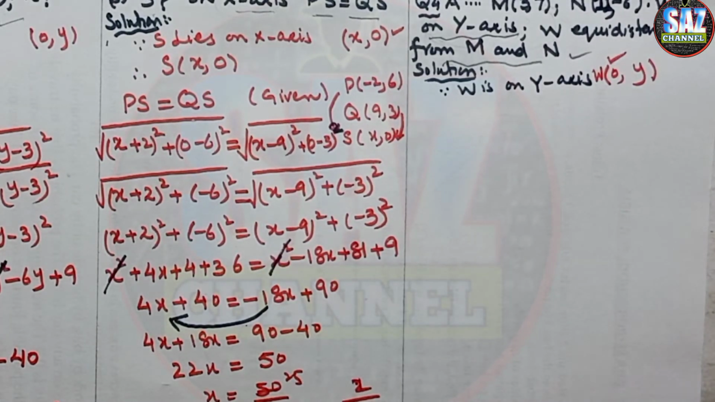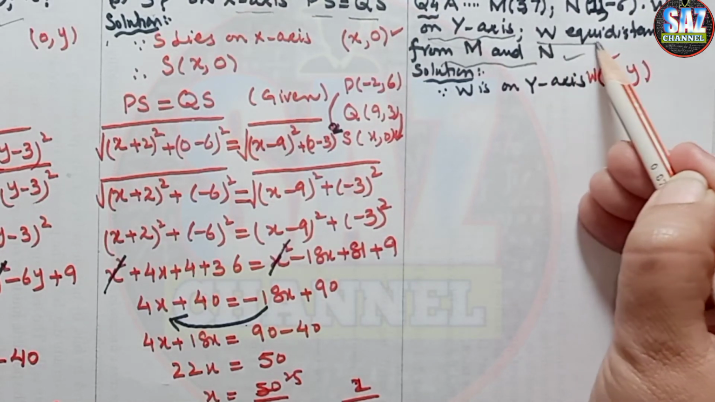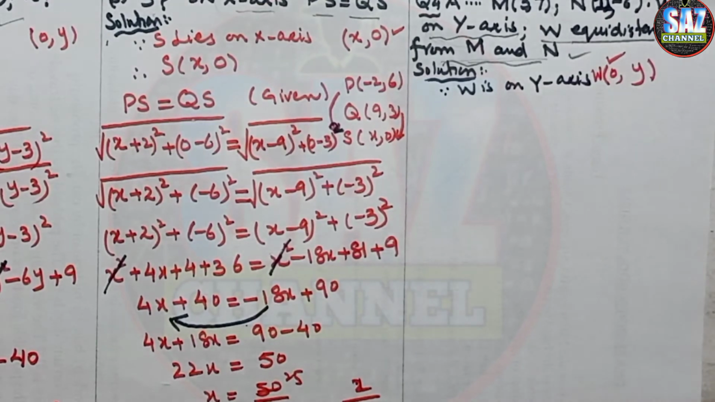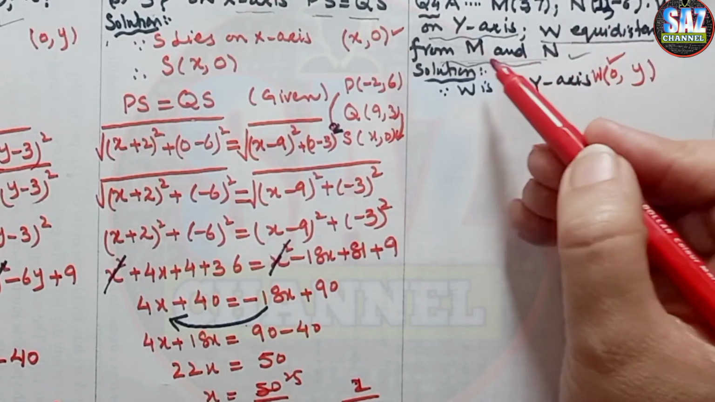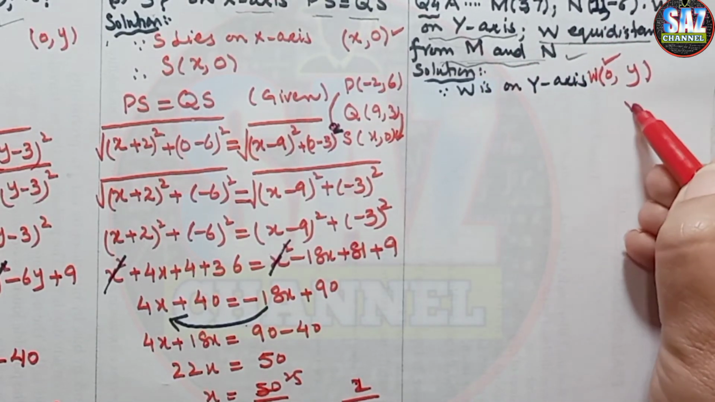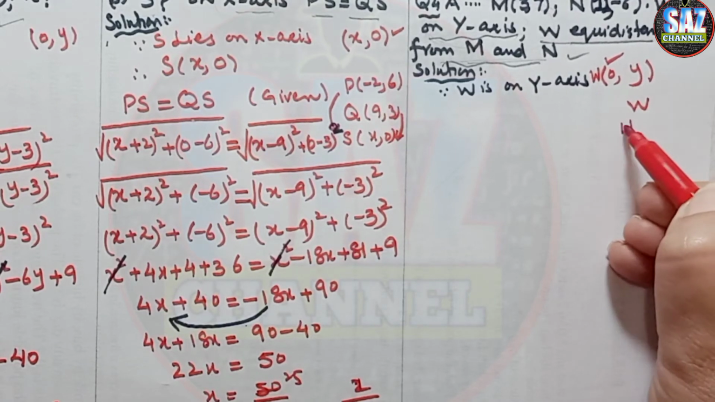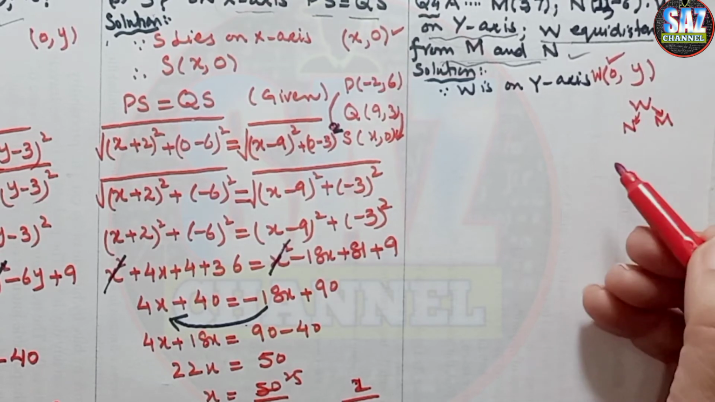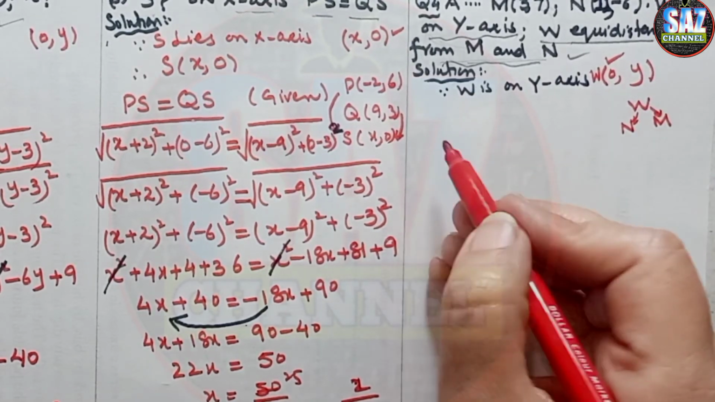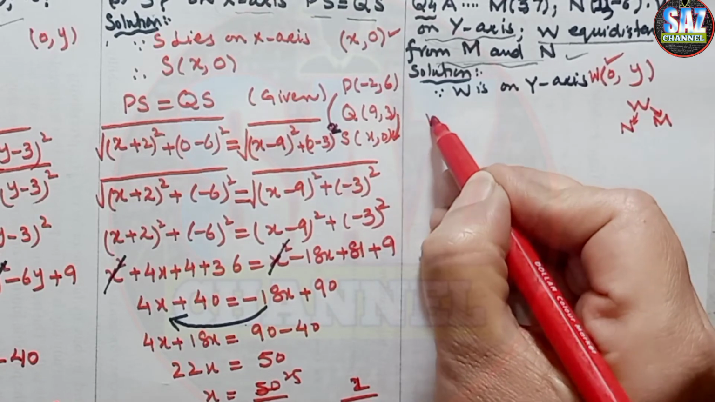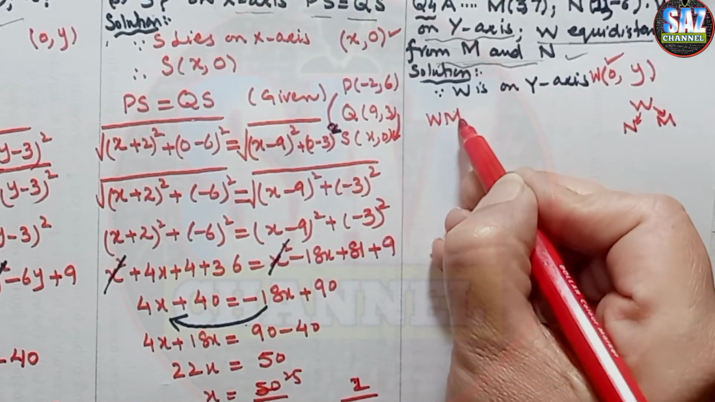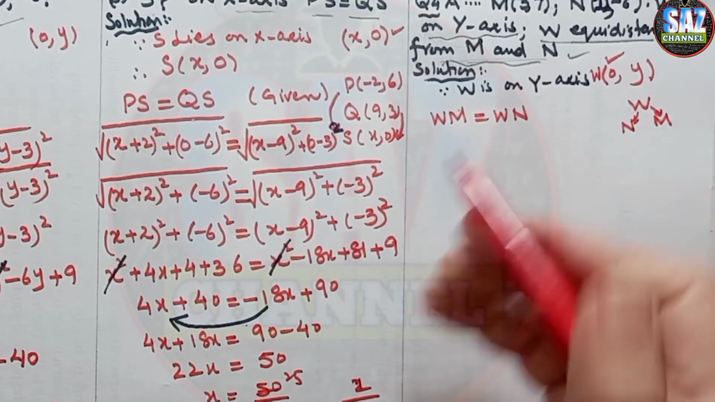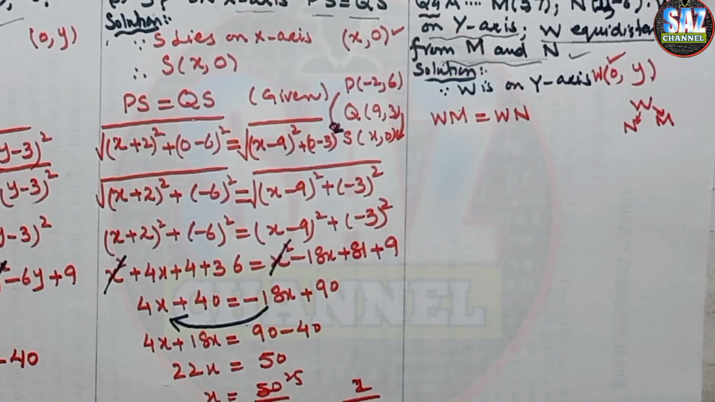Now understand this phrase that W is equidistant from M and N, that the distance of W from M and N is equal or same. So what condition are we going to form? WM equals WN. This is the condition that we are going to use for this question.